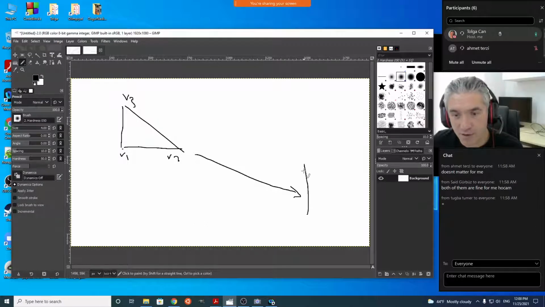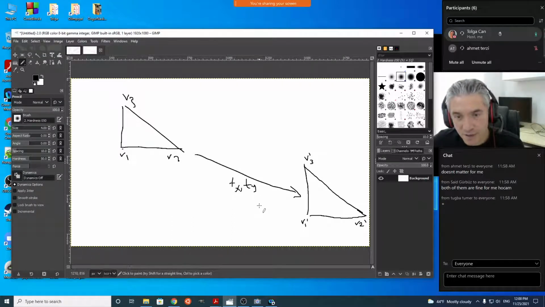Now it's the same triangle, its shape doesn't change. The angle of these edges with respect to the axes does not change, it just moves. In order to have these movements, we have 2 parameters, tx and ty. All we need to do is apply the same transformation to all of the vertices, v1, v2, v3. So it's going to be v1 prime, v2 prime, and v3 prime.